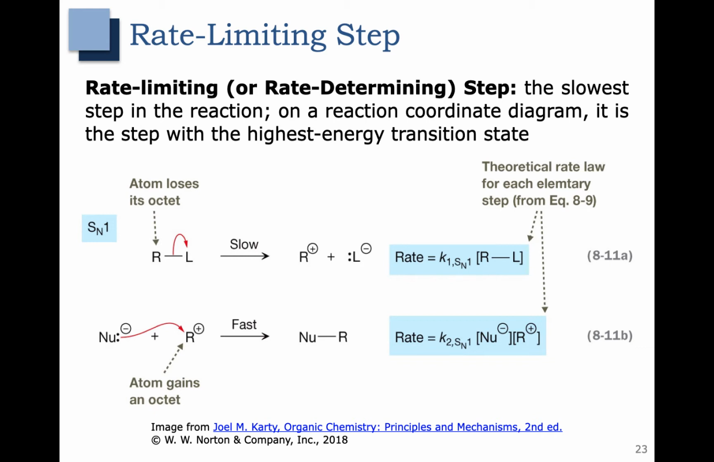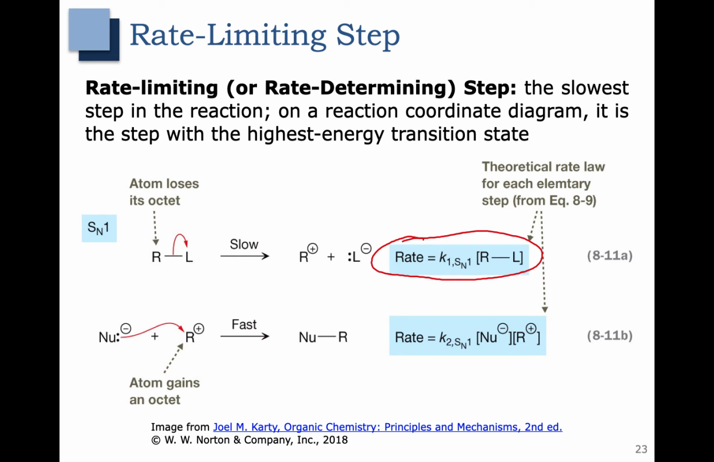In the second step of the reaction, the rate is dependent on the rate constant, the concentration of the nucleophile, and the concentration of the carbocation. However, note that this step is faster than the first step. If the first step is the slow step, then that means that the rate really depends on just this rate law. So that means that in an SN1 reaction, our rate really is only dependent on the concentration of the substrate and the rate constant.